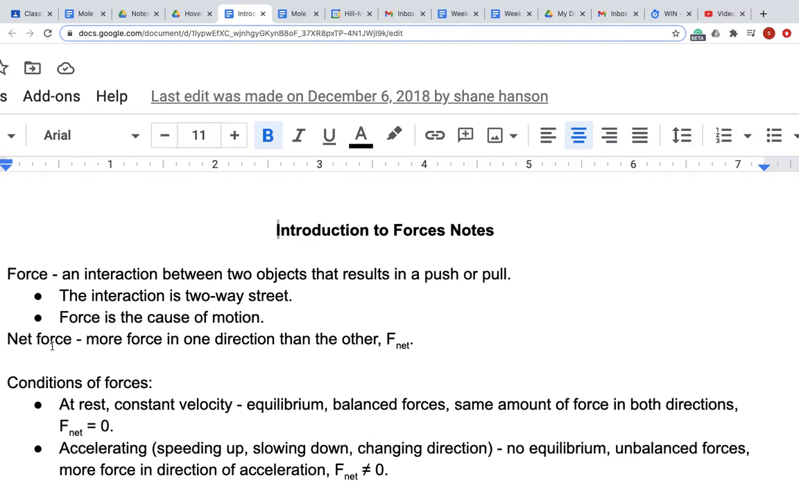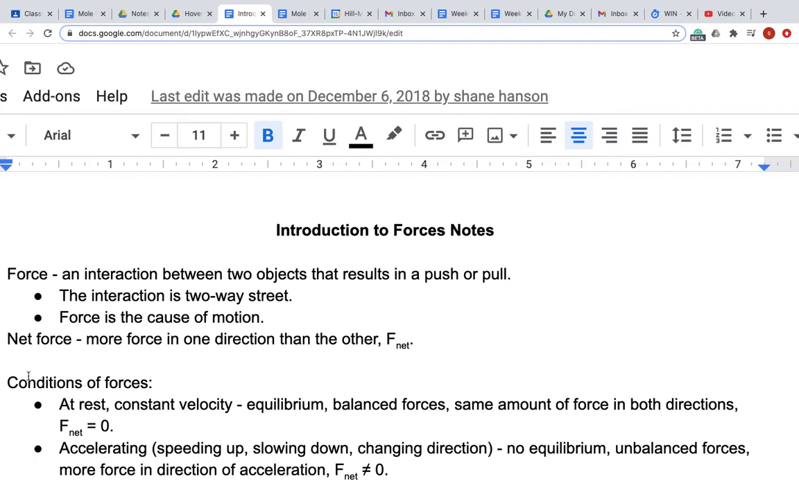All right, so there's one specific thing here I'd like to focus on. It's what I call a net force. The net force just means that there is more force in one direction than the other. You'll see me show that as F with subscript net, and you'll see that quite a bit.